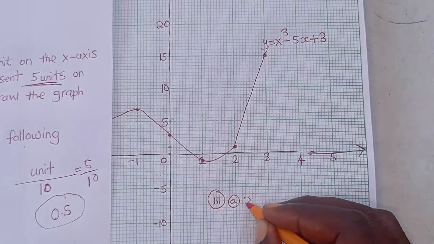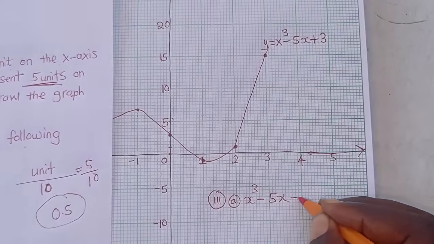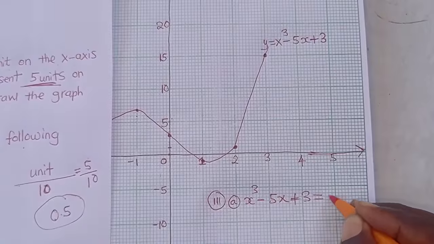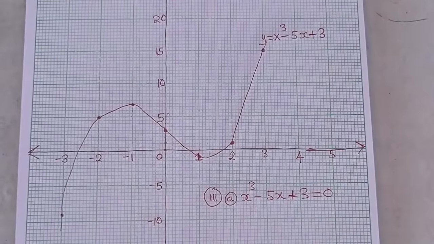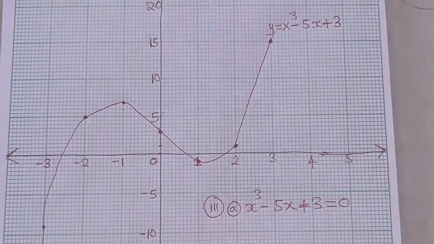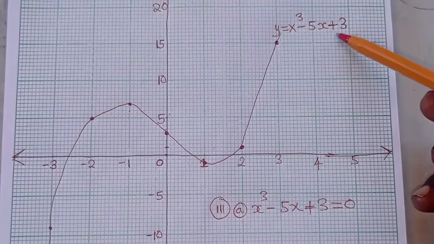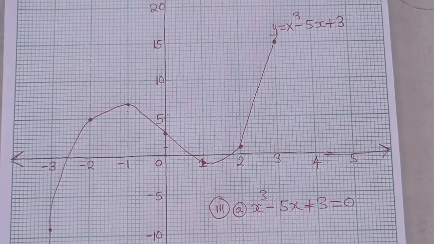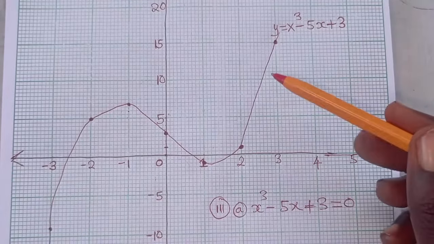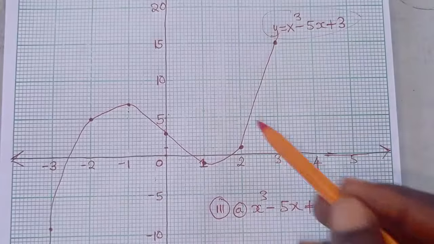So this is x cubed minus 5x plus 3, which is equal to 0. Solving any equation using the graph: when you are taught to solve any equation using a graph, we get to compare it to the original equation that is given. In this case, which one are we given here? Have you seen? We are given this. This is the mother now.